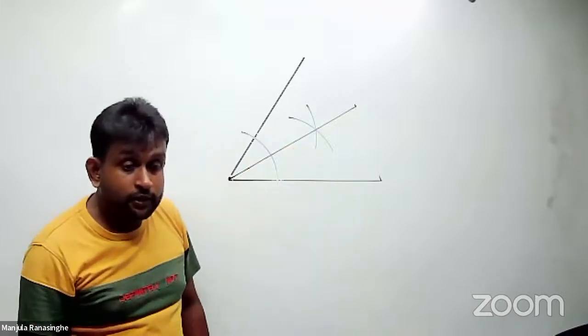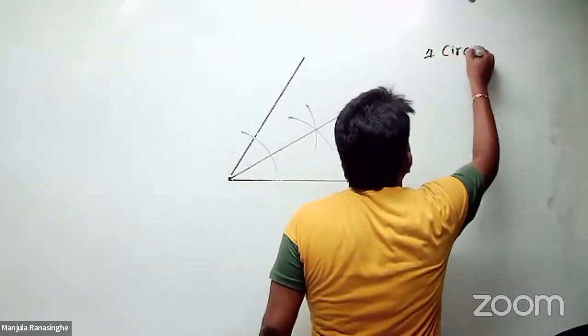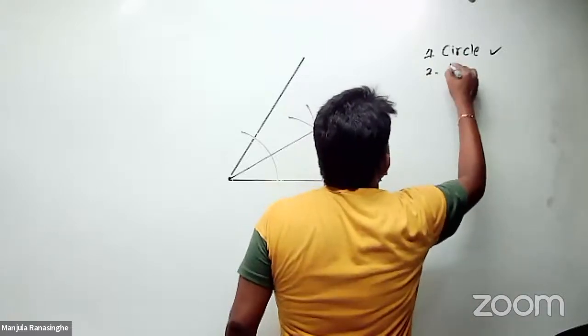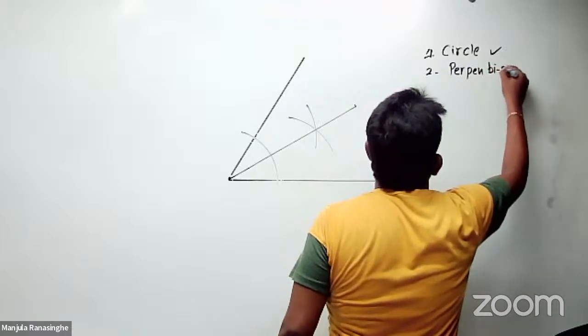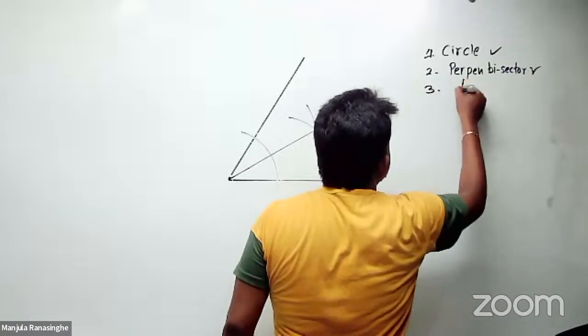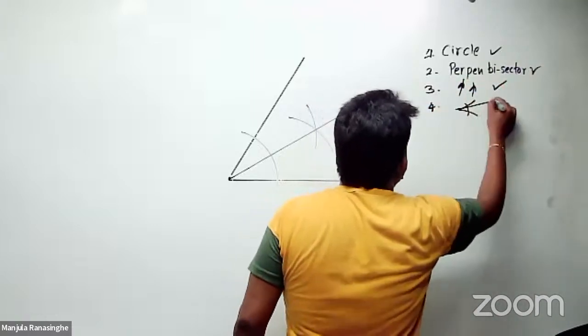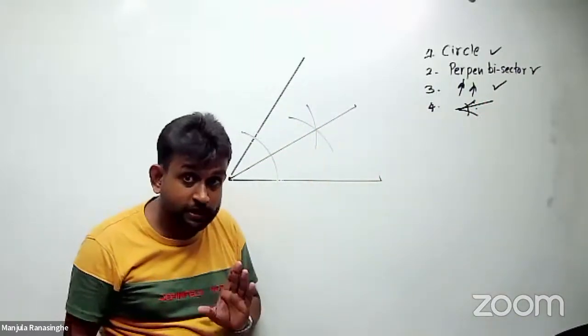Okay, now we completed these locus. See everyone, circle is done. Then we did the perpendicular bisector. Perpendicular bisector done. Then we did the parallel lines. Parallel lines done. Then angle bisector is done. So these are the 4 locus in the exam in the first paper, right?